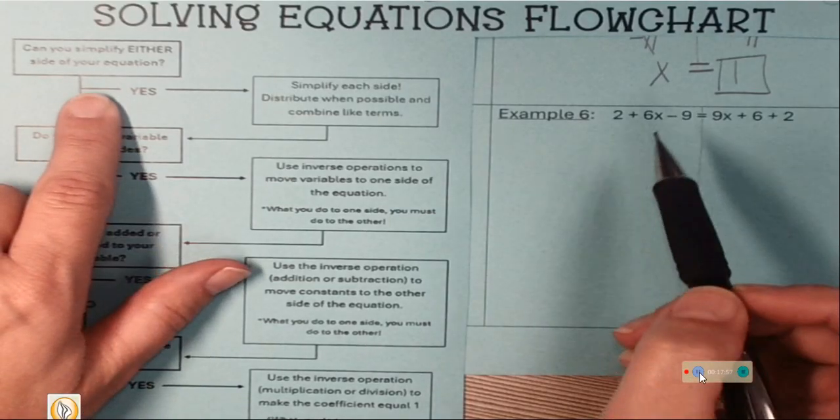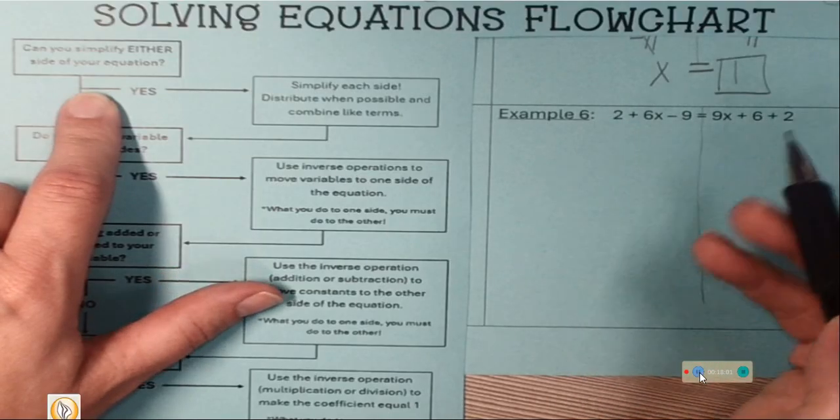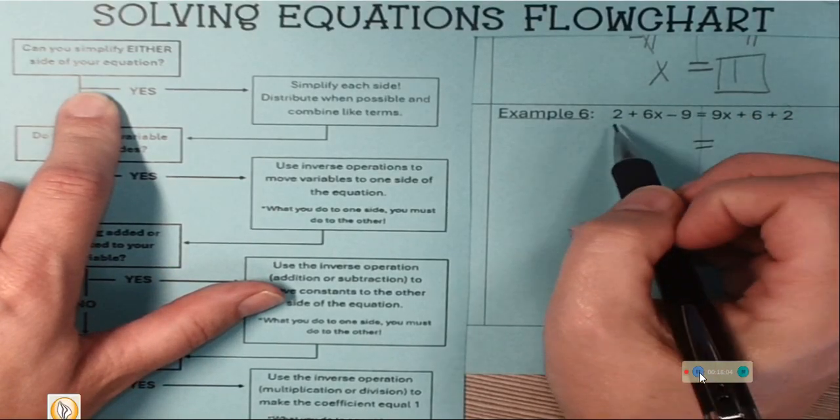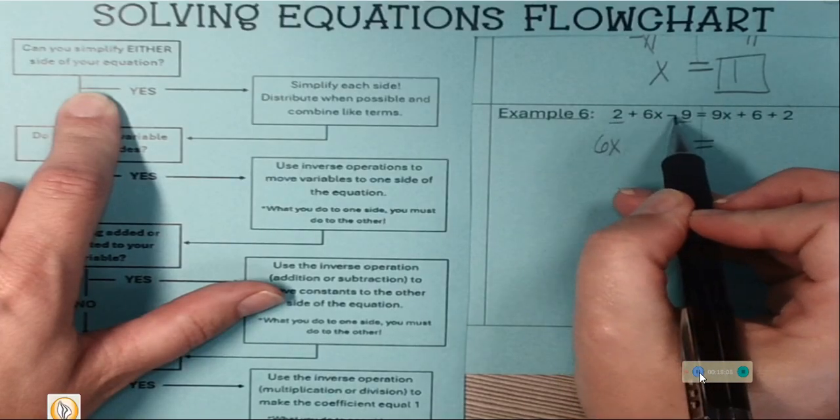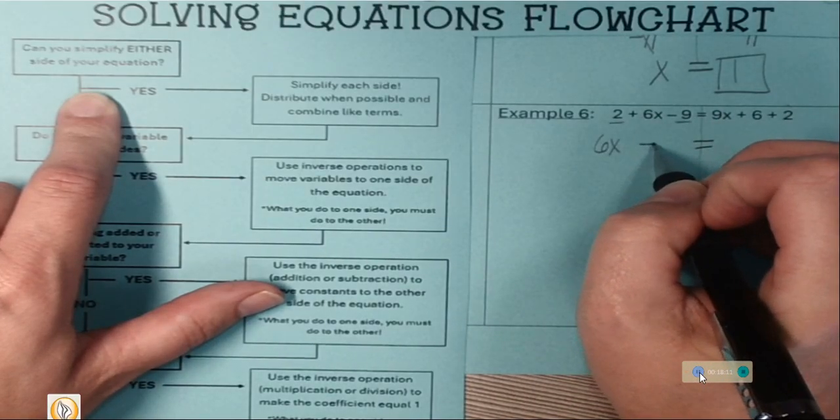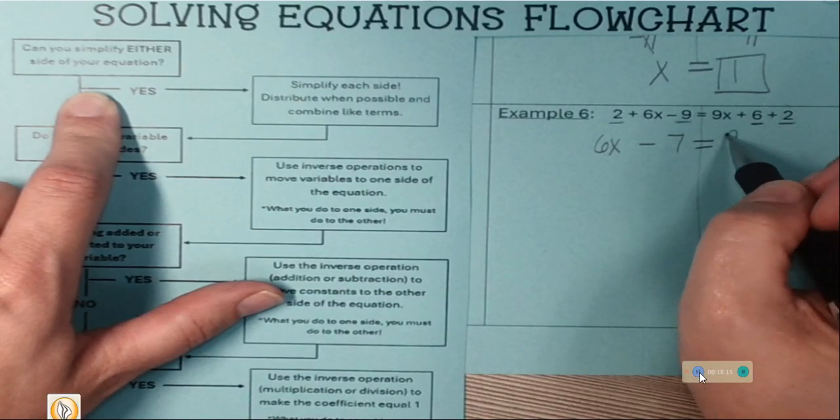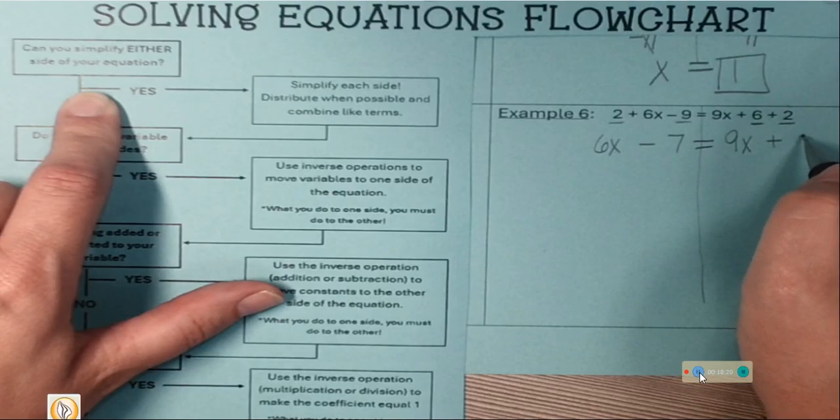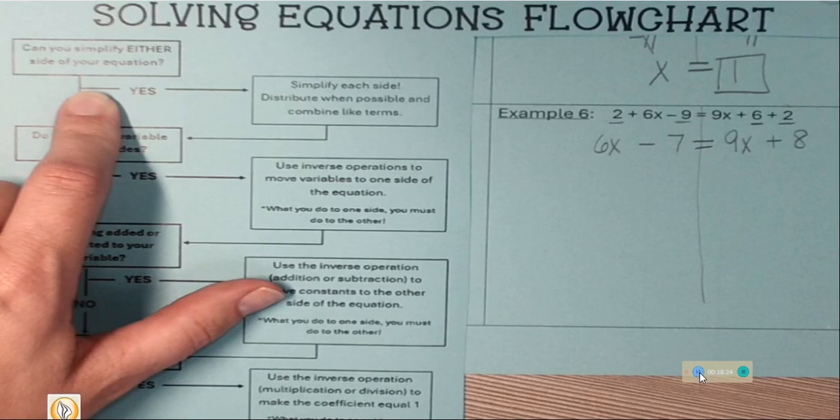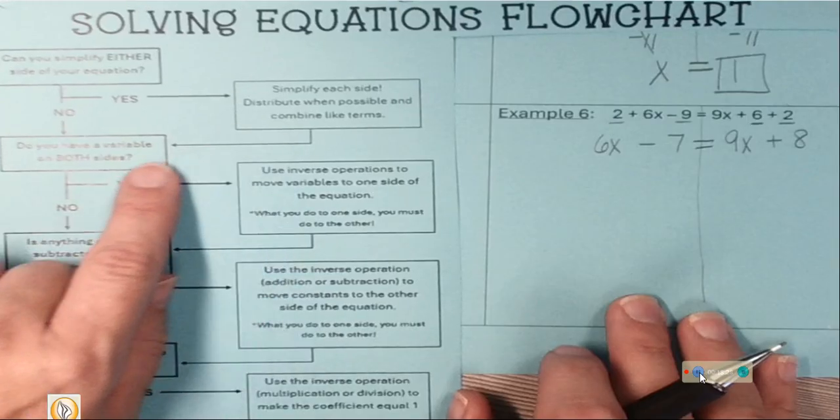First question, do you need to simplify either of these sides? You do. Because on this side, you have a 2 and a minus 9. So you've got 6x. What is 2 minus 9? Negative 7. On this side, you have a 6 plus a 2. What is 6 plus 2? 8. Thank you. All right, so I simplified my left and my right side.